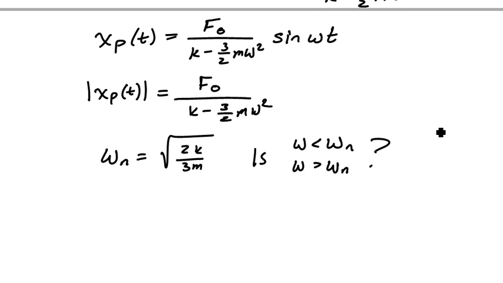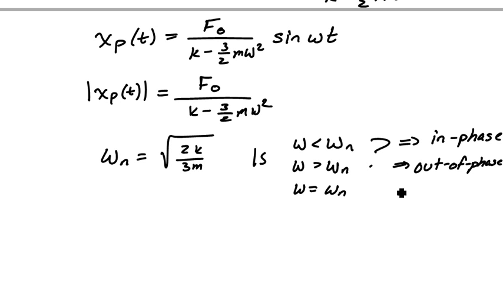And so once we determine that, we can actually get an answer, because if omega is less than the natural frequency, we'll be in phase, and if omega is greater than the natural frequency, we'll be out of phase. And if you happen to be in the case where omega is equal to omega n, you'll have a 90-degree phase difference. And so you can plug in your numerical values here, check your amplitude, check your frequencies, and get a nice tidy result. I wish you the best of luck as you do so.